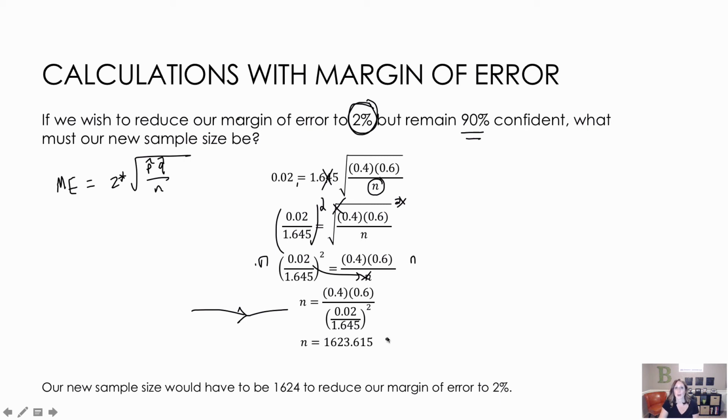Now I want you to notice what I didn't do. I didn't take 0.4 and 0.6 and multiply them by each other, and then take 0.02 divided by 1.645 and square it. I didn't do any of this and round in between, so that's the mistake most people make, is that they try to actually do some calculations in the middle, get it to this format, and then plug it all into the calculator. So our new sample size would have to be 1,624 to reduce our margin of error to 2%. So typically we round up on those.